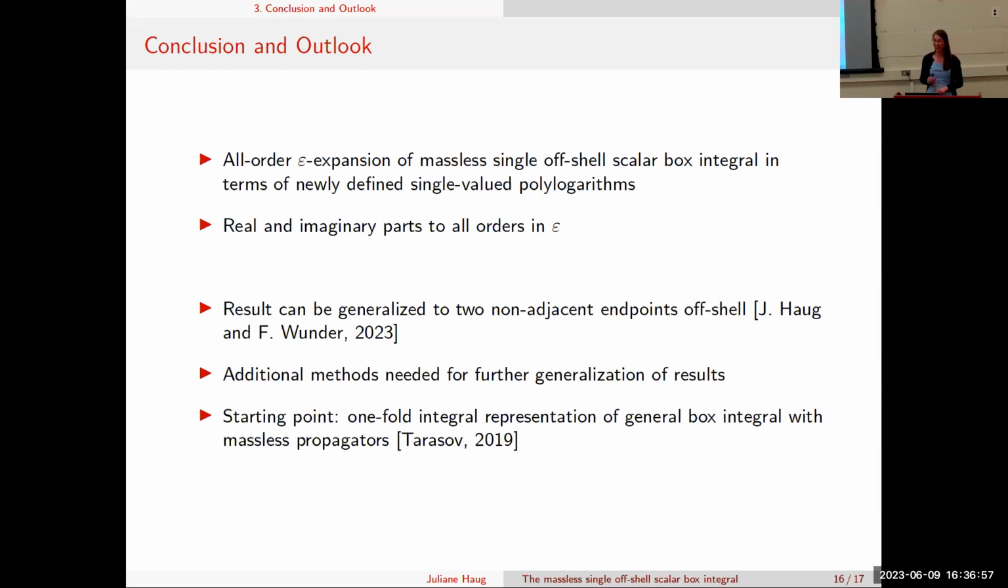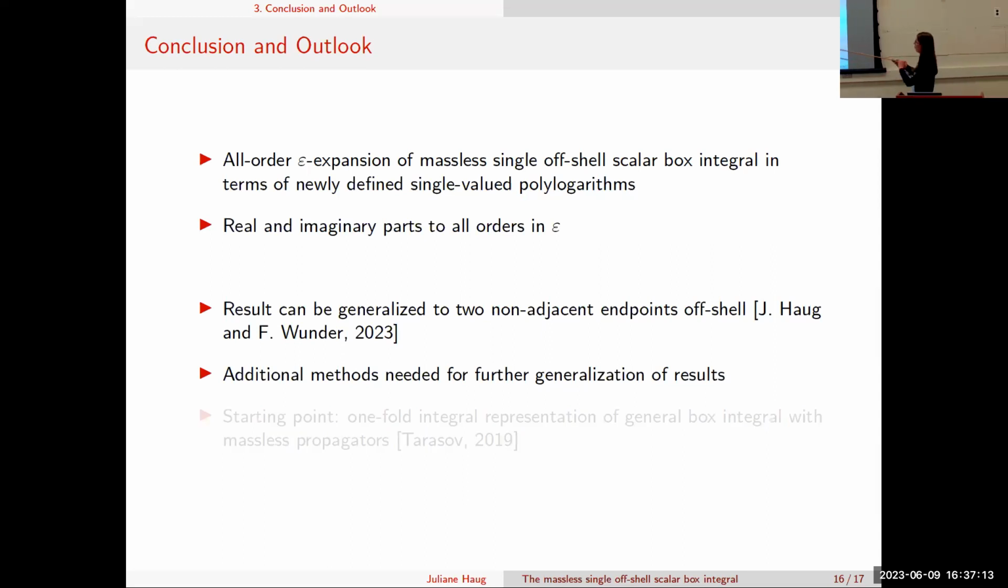Questions or comments? Is this analysis specific for d equals 4 or for any dimensions? It works for any dimensions because we established the all order epsilon expansion. So epsilon can be anything. Well, a real value. It's a real parameter, but it's not specific to 4 dimensions.